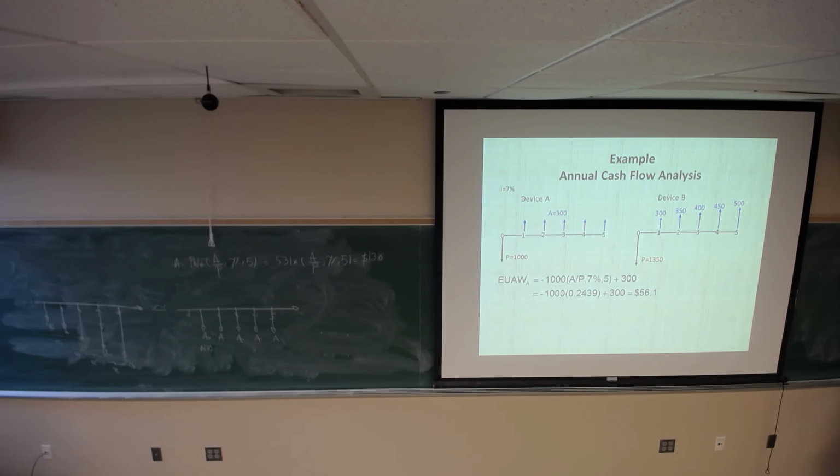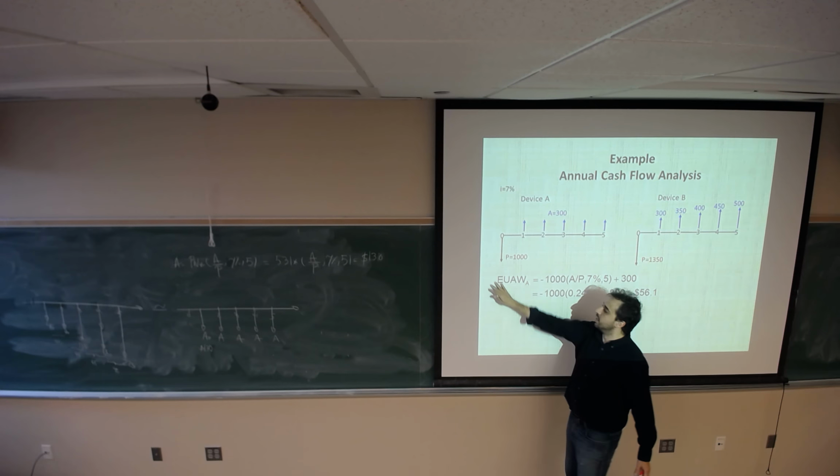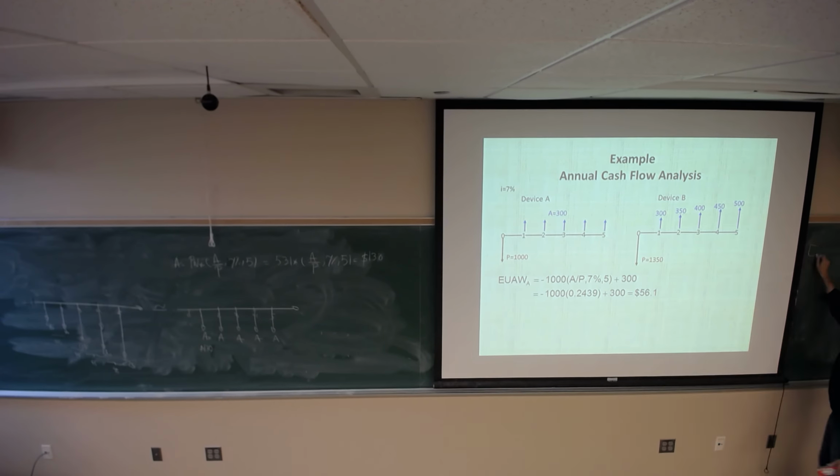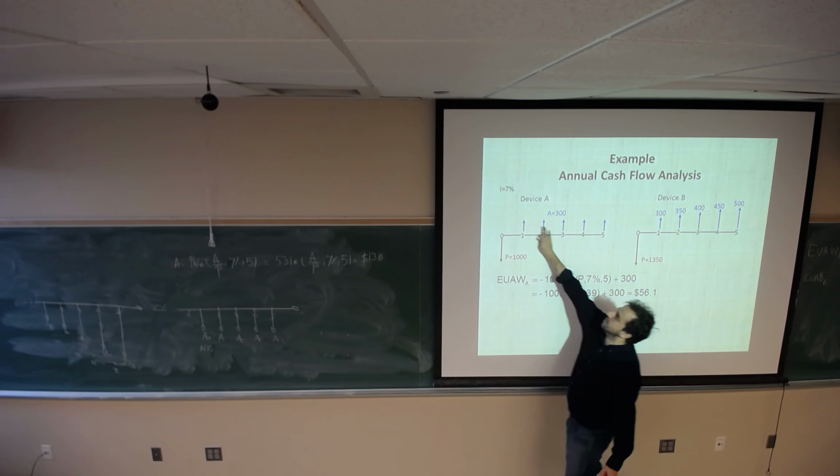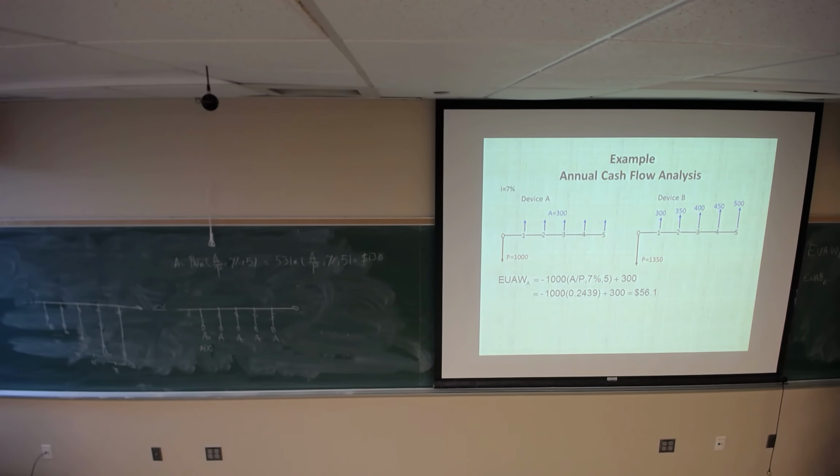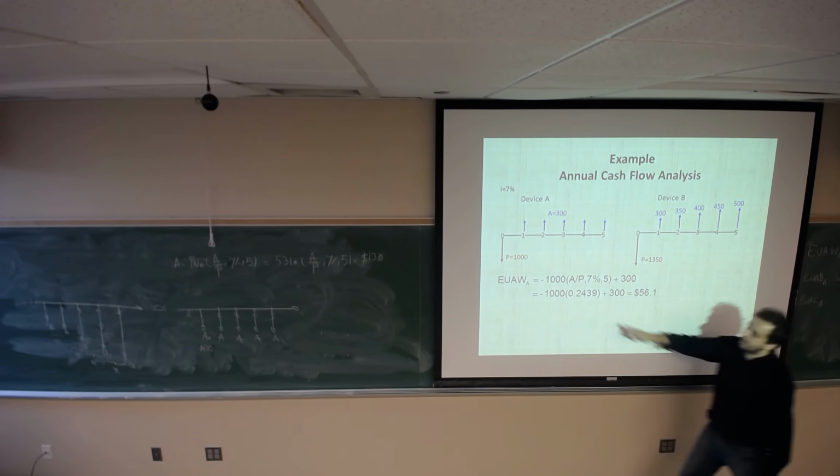So here we have cost as well as benefit. So we are using the EUAW. So for device A, it's going to be EUA benefit minus EUA cost. EUAB for device A, the benefit for device A, it's a uniform series of payment. I don't need to do anything. It's going to be 300. But EUA cost, I have $1,000.